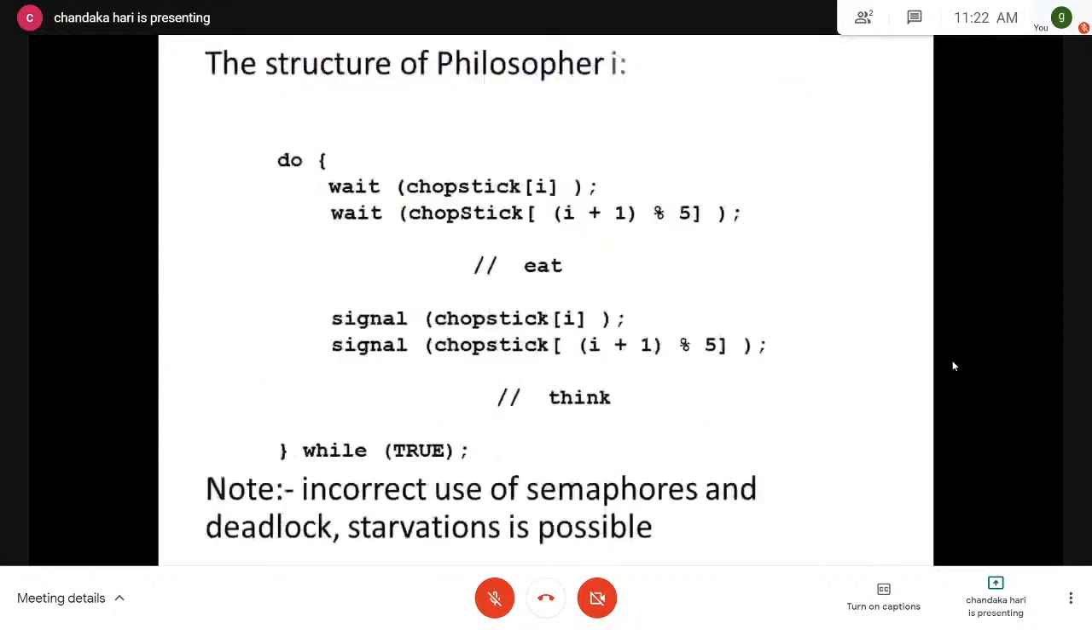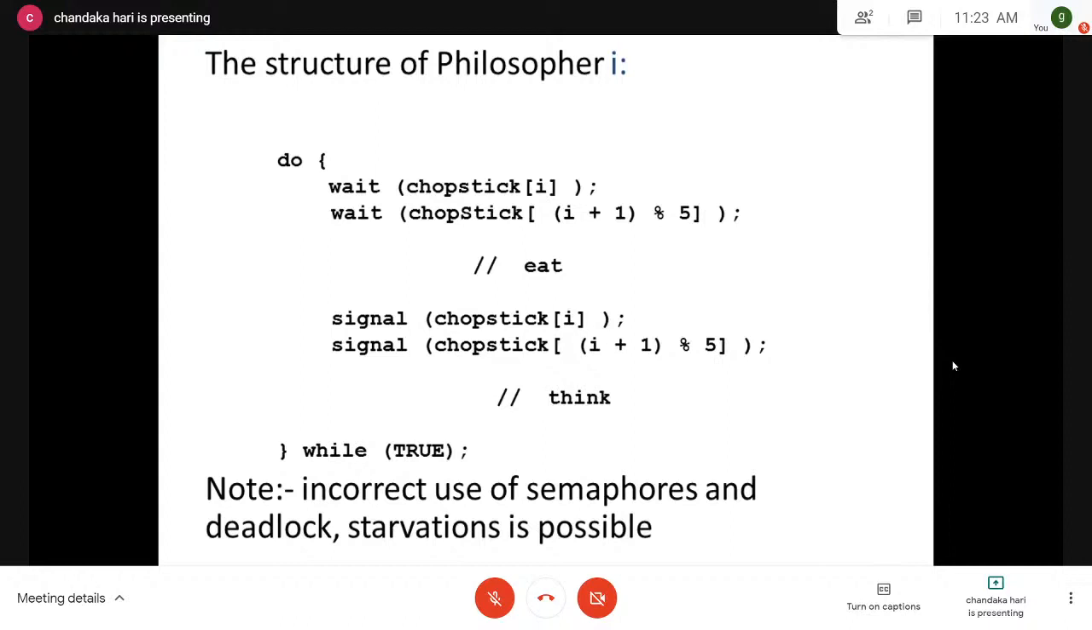Now how is it implemented? If process Pi wants to enter into the critical section, that implies it wants to eat, and thinking is called the remainder section. There is no problem if one person is thinking, and similarly at the same time the remaining persons can also think. Let us take an example. If a process Pi wants to enter into the critical section, it wants chopstick i and then the next chopstick.